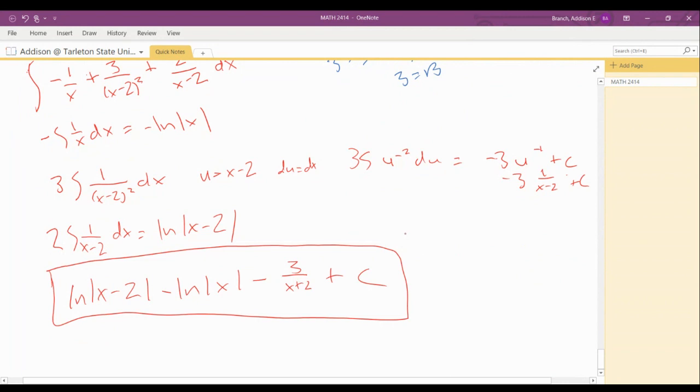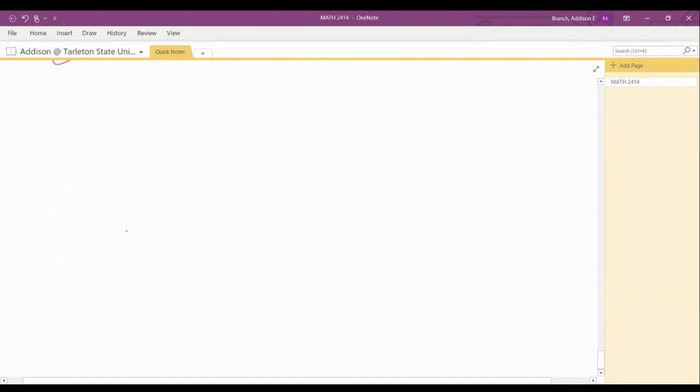All right, and then I have just one more example for you before we go. So for this one, we want to integrate x plus 1 over x times x squared plus 1.